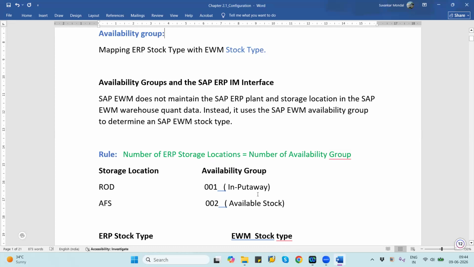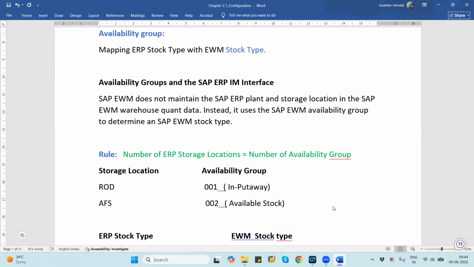Now, is the number of storage locations clear so far? I have one doubt, sir. As per what you told, we configure 2 storage locations for the plant, right? For example, ROD itself I have 3 storage locations, and AFS itself I have 3 storage locations. In that situation also, I need AFS as a storage location. AFS itself is a storage location. Under AFS, there is no storage location.